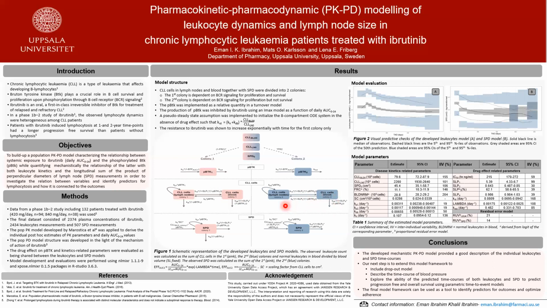Finally, the observed leukocyte count was calculated as the sum of the CLL cells in the first and the second colonies and the normal leukocytes in the blood, divided by the blood volume. And the observed SPD was calculated as the sum of the first and the second colonies.